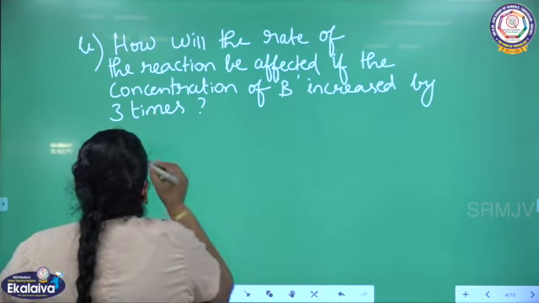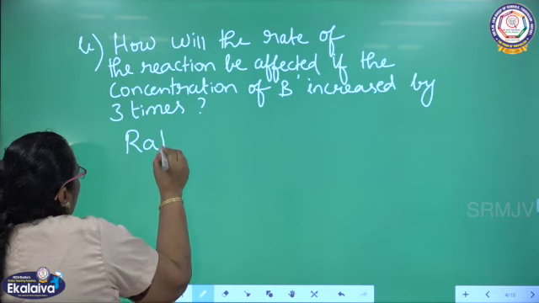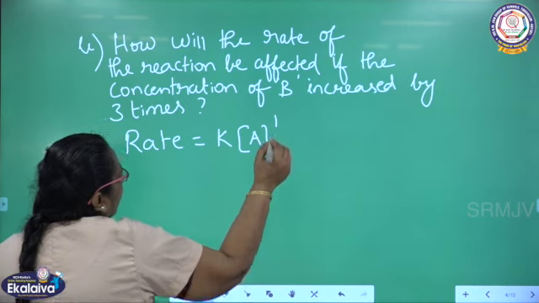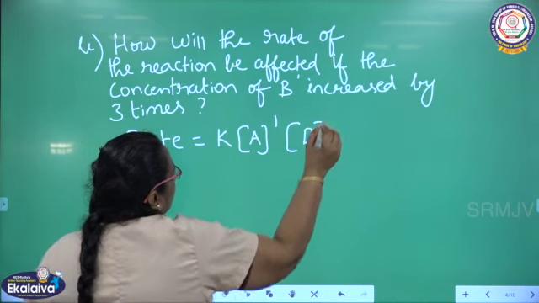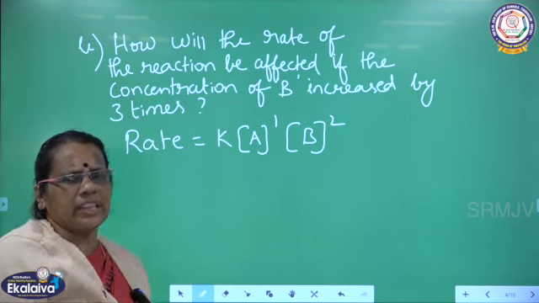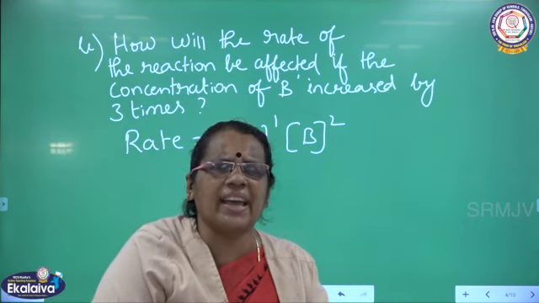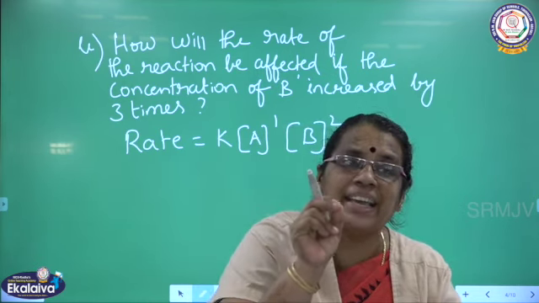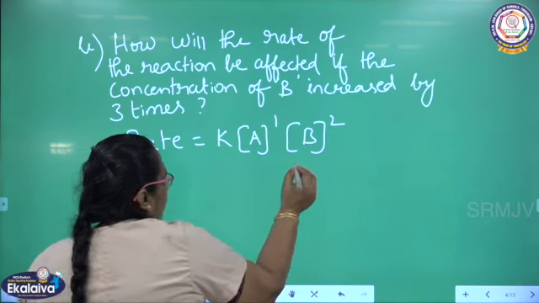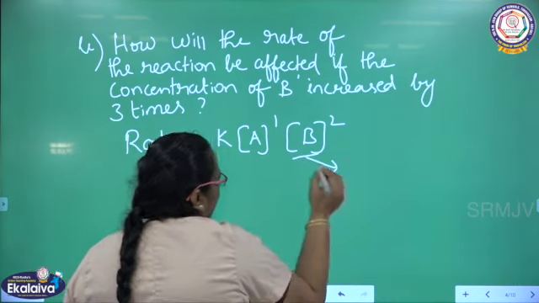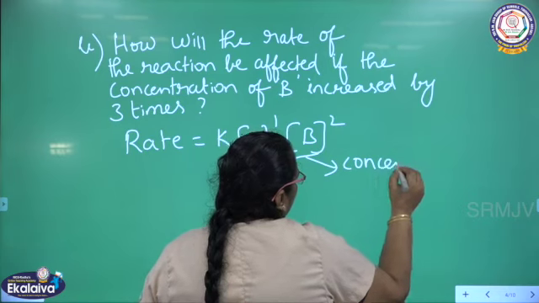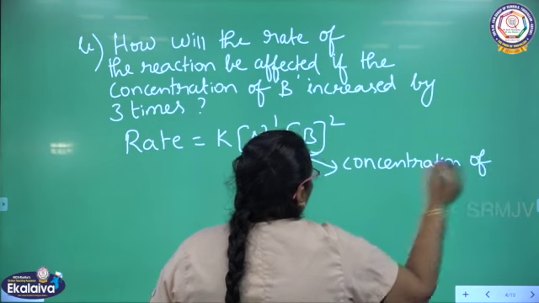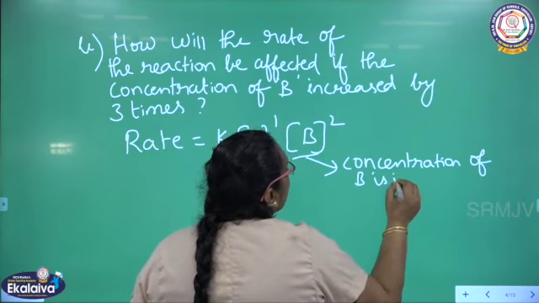So what is the rate of the reaction? Actually, what is the equation? Rate is equal to K into molar concentration of A whole power 1 into molar concentration of B whole power 2, where 1 and 2 are the order with respect to A and B. What is the question they have asked here? What happens to the rate of the reaction if the concentration of B is increased by 3 times? So we are going to increase the concentration of B by 3 times.